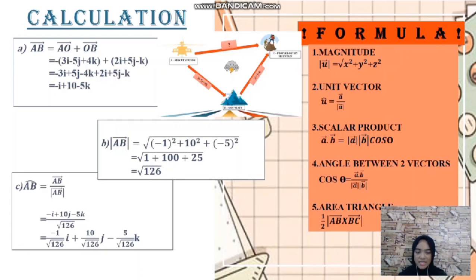Okay, the last question is we need to find the unit vector of AB. The unit vector of AB is equal to the vector AB divided by the magnitude of AB. So it is equal to negative i plus 10j minus 5k divided by square root 126. So the last answer is negative 1i divided by square root 126 plus 10j divided by square root 126 minus 5k divided by square root 126. Okay, that's all for me. Fahlina will continue on the calculation.